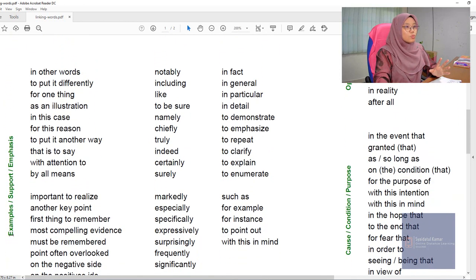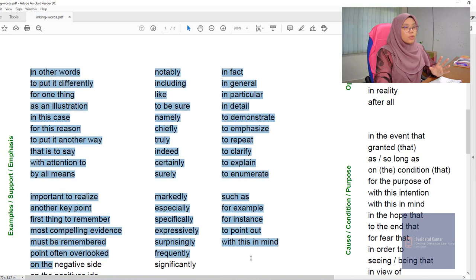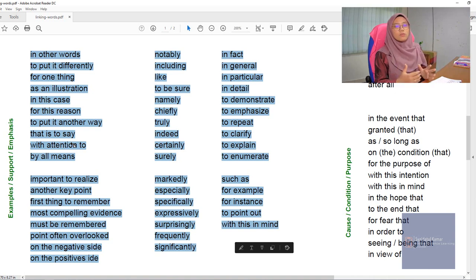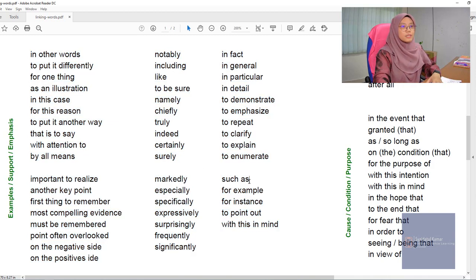When you want to provide examples, support, and emphasis, these are the words that you can use. In other words, for one thing, as an illustration. So you don't have to just say for example, if you are giving an example. Other than for example, you can also say things like to illustrate, by all means, for this reason, to put it in other words. Okay, that is the second one.